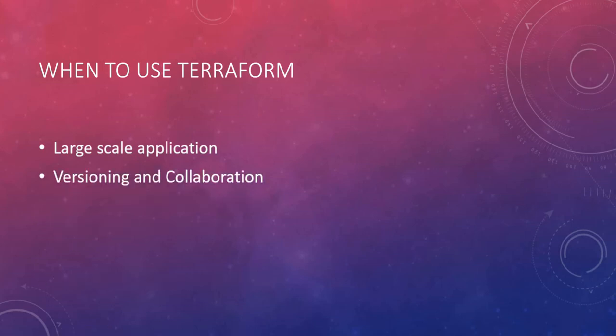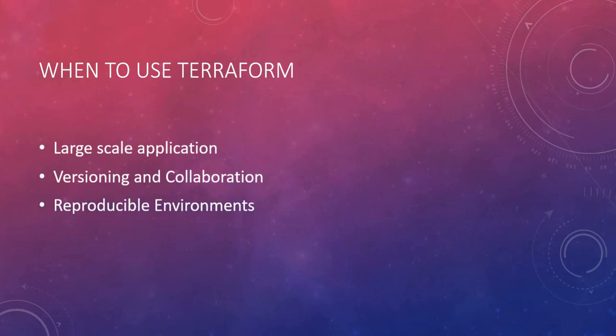Versioning and collaboration. Terraform provides you an option to version your infrastructure changes and then to collaborate the changes with your team. So if your team is globally present, then you can collaborate the changes of provisioning the resources with your team members in different regions.